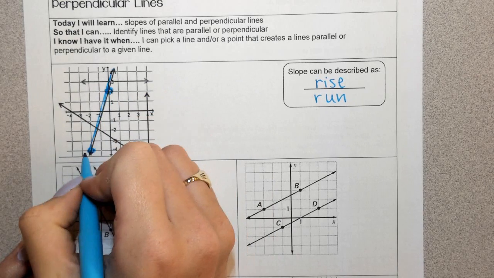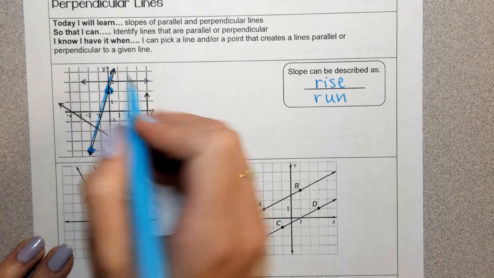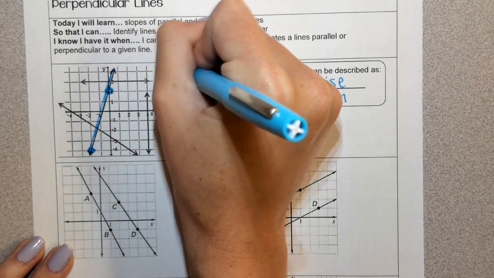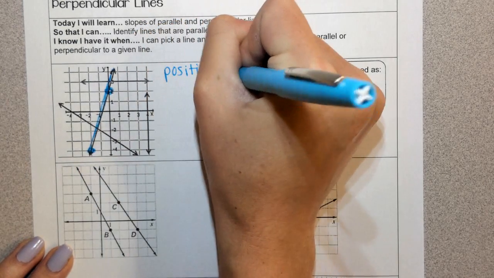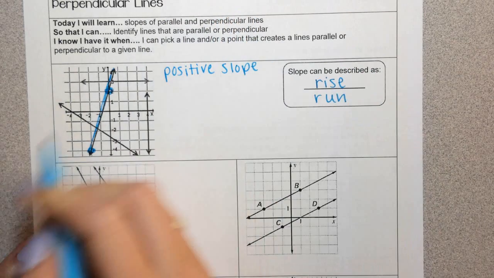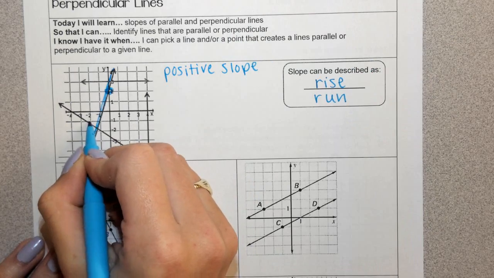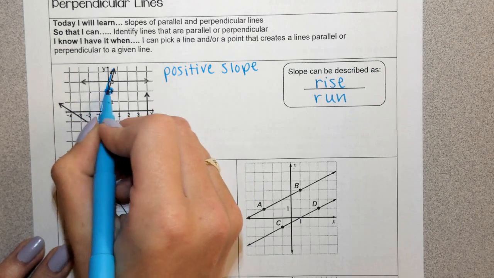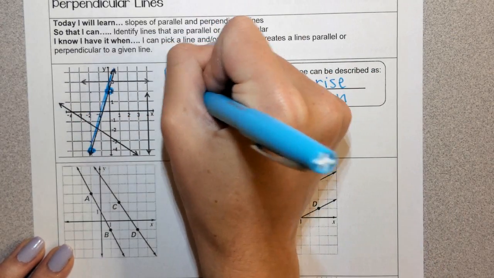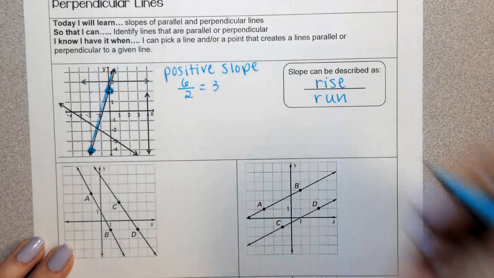So this blue line, since it's rising up to the right, has a positive slope. And if I count the rise over the run, I get 1, 2, 3, 4, 5, 6, and then 1, 2. So this slope is 6 over 2, which is equal to 3.